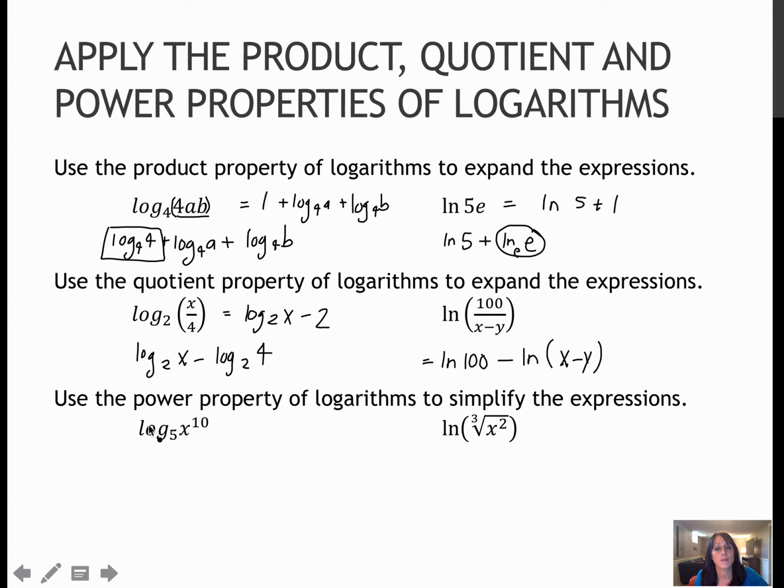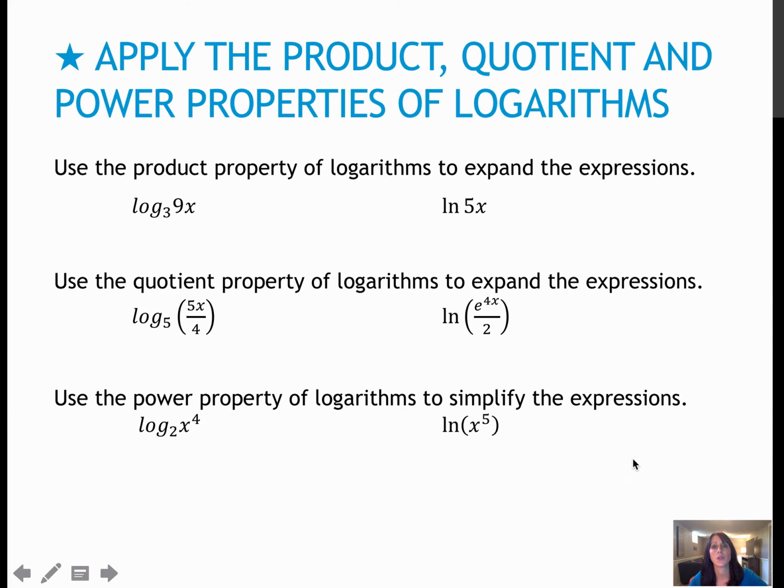And the last one, use the power property. So I have this 10. The 10 can move out front. So this is actually 10 times the log base 5 of x. And this, I would first rewrite as the natural log of x to the 2/3, because the 2 is the exponent and the 3 is the index, and then I would rewrite this as 2/3 times the natural log of x.